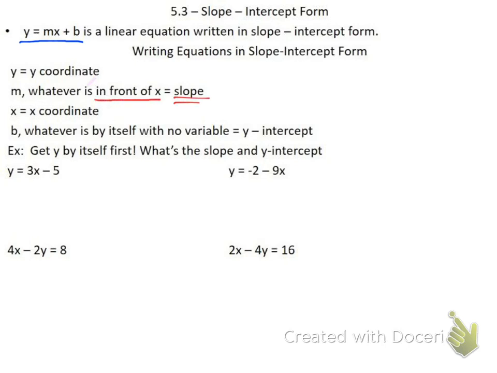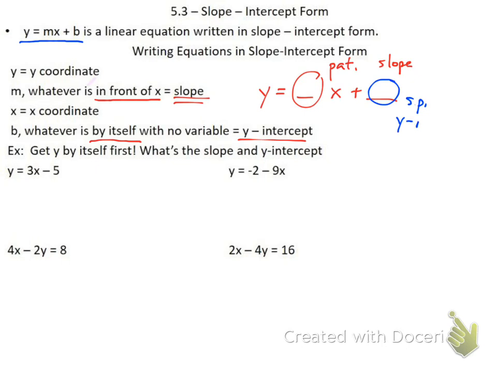So in front of our x will be our slope, just like we did with our equations last chapter. The number in front of the x, that was our pattern. That's always going to be our slope. And then the other number, in this case b, the thing that is by itself, is going to be our y-intercept. The one that was always by itself, that was always our starting point. That's going to be our y-intercept. So just connecting those two things together.